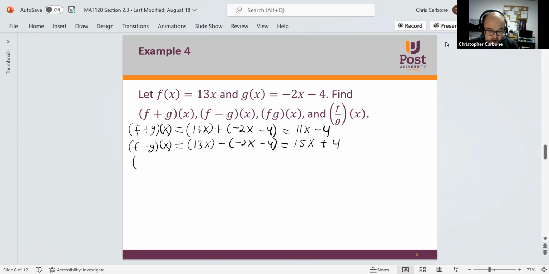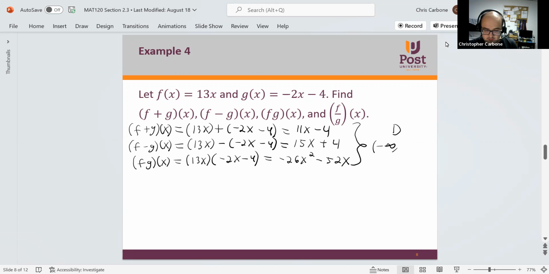For f times g of x, 13x times negative 2x minus 4. We would get negative 26x squared minus 52x when we multiply those out. And all three of these, the domain would be all real numbers, just like the original functions were. So the domain of this is just all real numbers.